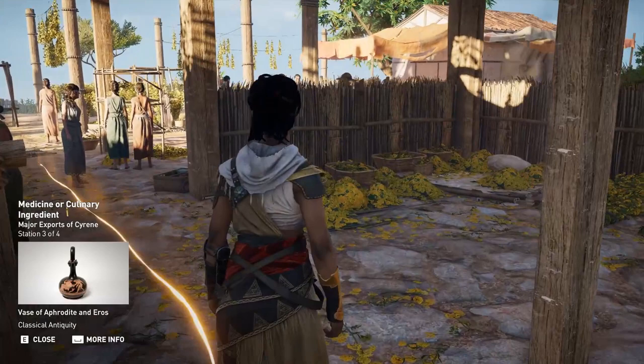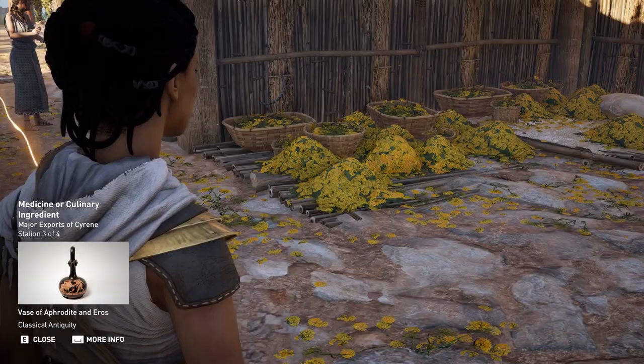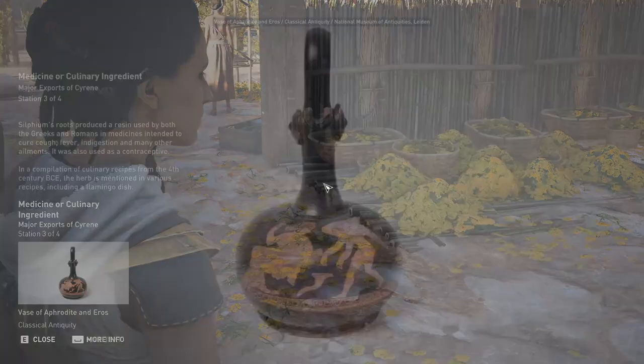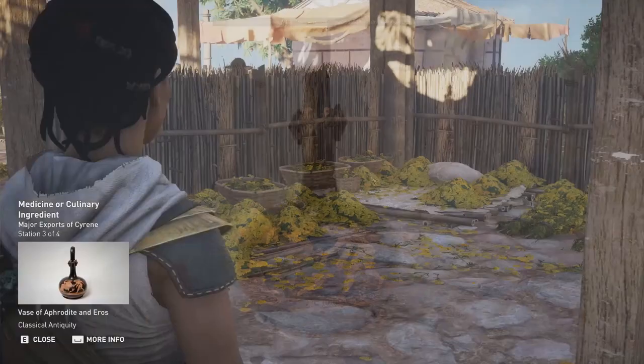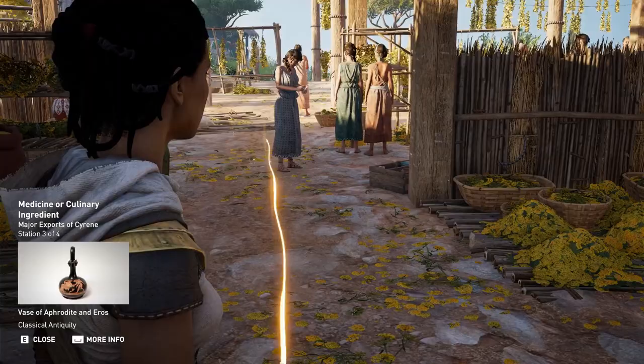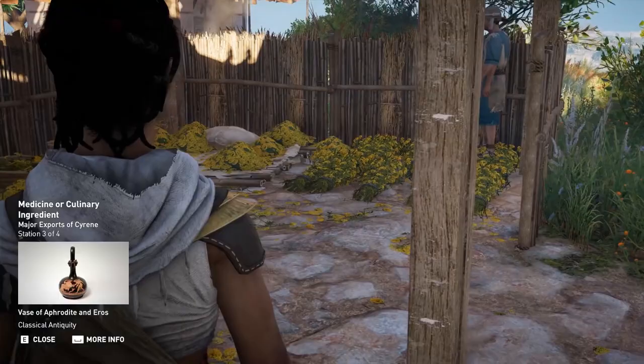Silphium's roots produced a resin used by both the Greeks and Romans in medicines intended to cure cough, fever, indigestion, and many other ailments. It was also used as a contraceptive. In a compilation of culinary recipes from the 4th century BCE, the herb is mentioned in various recipes, including a flamingo dish.